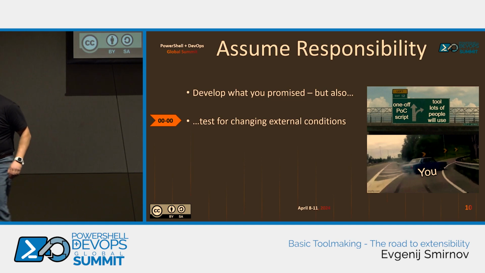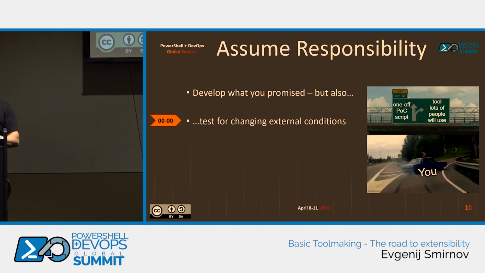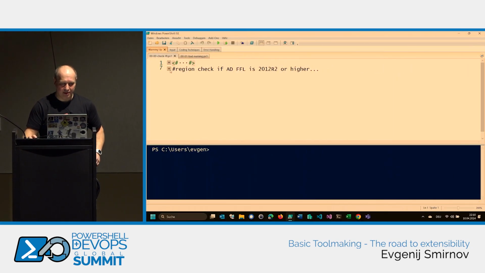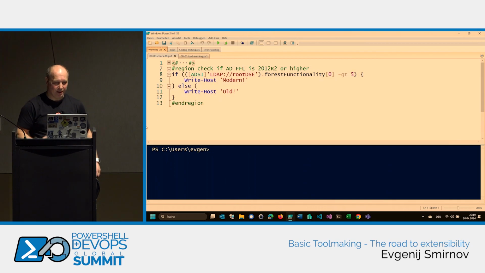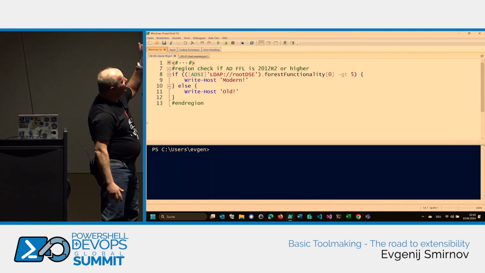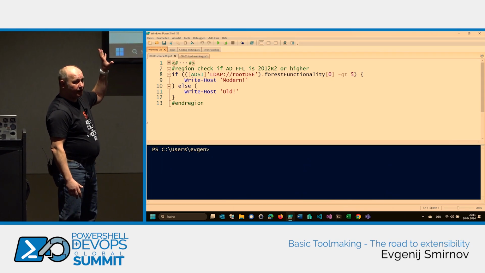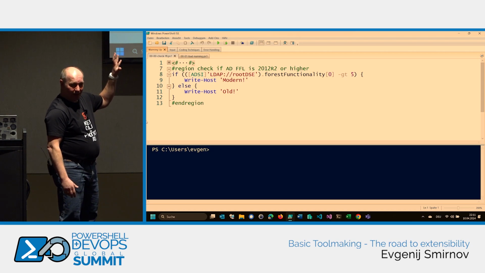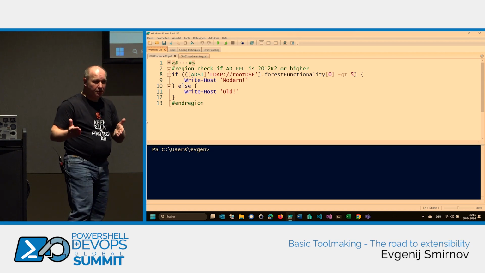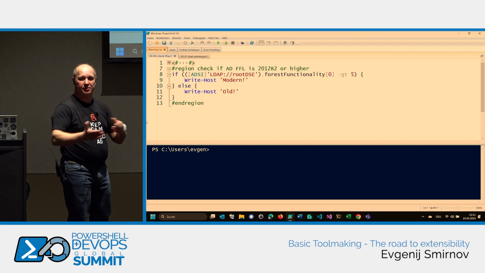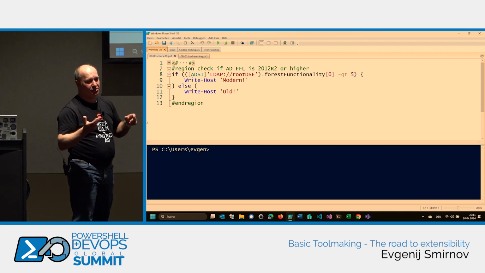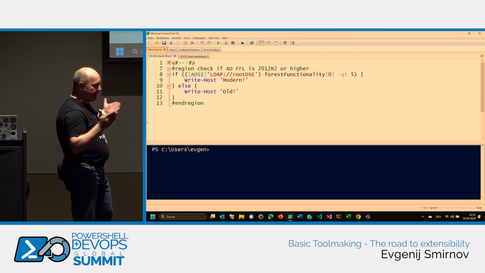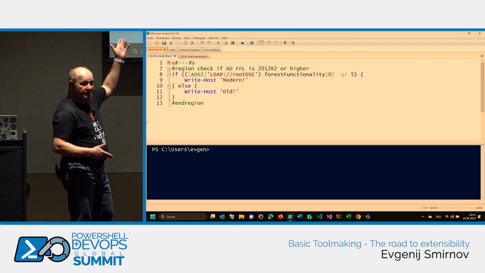Let me show you a small example here. It's just one line of script. What we are doing here, we're checking against Active Directory whether the forest functional level is higher than 2012. So 2012 R2 and upwards in AD is modern because there are all those nifty Kerberos extensions and so on. And everything below that is ancient. Anybody sees a problem with this thing?